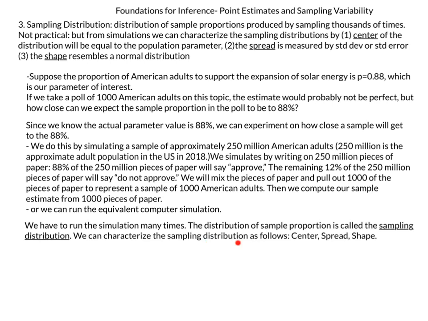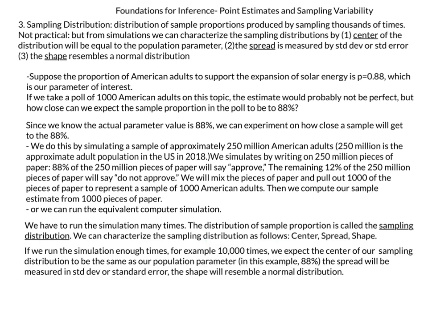And we can characterize the sampling distribution as follows: center, spread, and shape. And what people studying statistics have found is if we run the simulation enough times, say 10,000 times, we expect the center of our sampling distribution to be the same as our population parameter. Remember, we know our population parameter because we wrote it down on those pieces of paper or in our computer simulation. So the center of our sampling distribution will be the same as our population parameter, in this example 88%. The spread will be measured in standard deviations or standard error. Usually we use standard error. And the shape resembles a normal distribution.